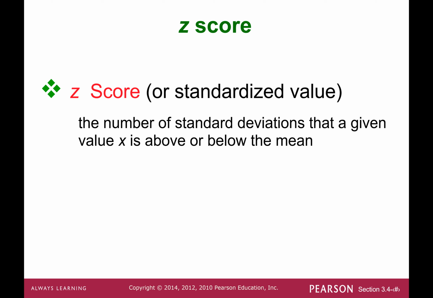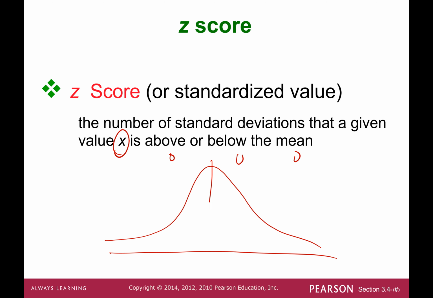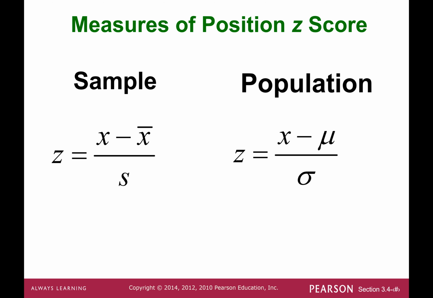So z-score is a standardized value. It measures how many standard deviations a given data value x is above or below the mean. For example, on the bell curve, the mean is right in the middle, so you just compare the data values to the mean. We use this number of standard deviations above or below the mean to capture the relative standing of the given data value x.